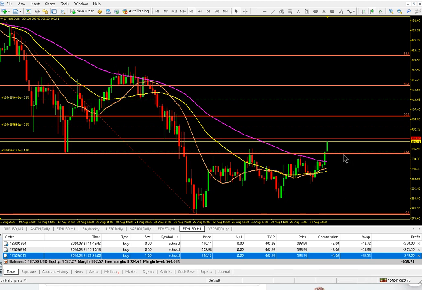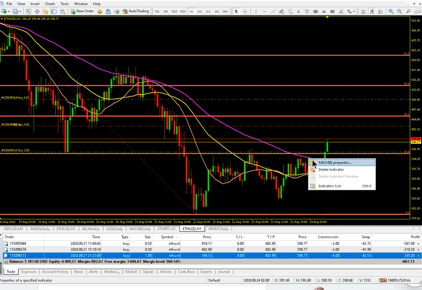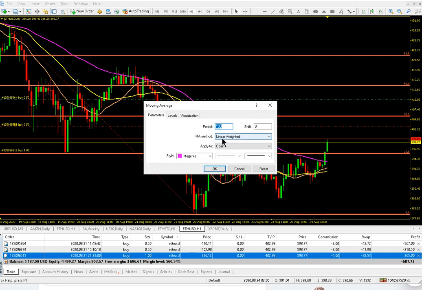But what you see here now is, for the first time in this whole downward move, the candles have closed above the 100 period moving average, which is a sign of strength. So you see what I'm talking about? It's this magenta line right here. That's the 100 linear weighted moving average. That's the one I like to use.